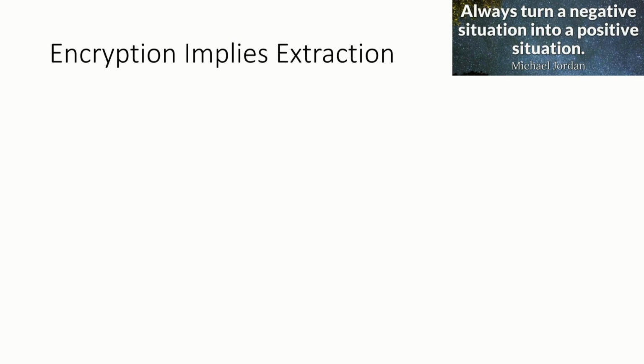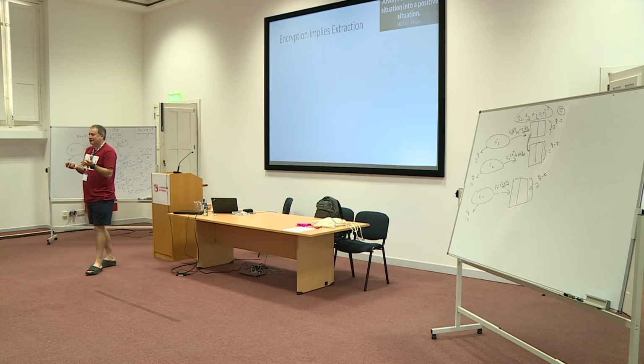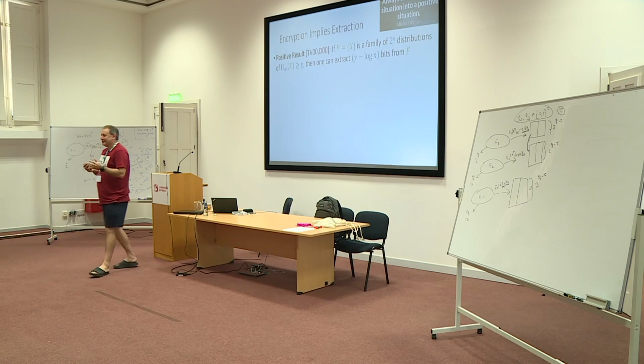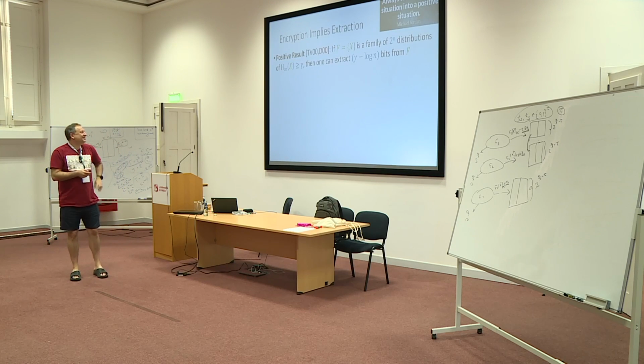One cool thing about it is that we're going to use this Michael Jordan quote, but in reverse. Michael Jordan says, always turn a negative situation into a positive situation. Here we're going to do the other way around. We're going to turn a positive situation into a negative situation. So I'm going to take a positive result about randomness extraction and turn it into a negative result about randomness extraction. So this is a positive result.